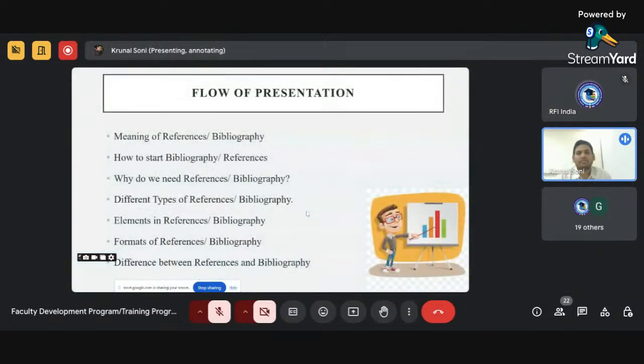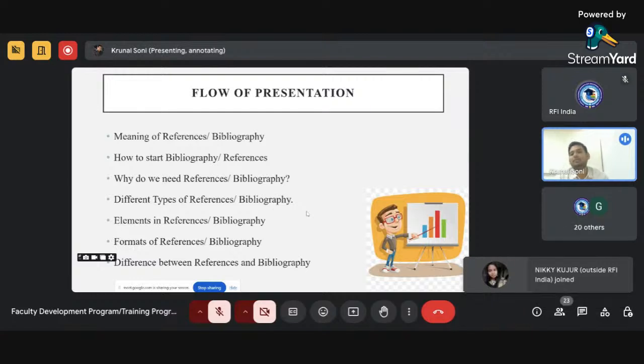So this is the flow of the presentation that we are going to discuss today. First, we are going to discuss the meaning of references and bibliography. Then we will see how to start with the bibliography and references. So when I'm using this terminology, how to start, the clear meaning is, whenever you are starting your journey of a research paper on any topic that you are looking for, how to begin with the utilization of references and bibliography, right? So this is one of the important steps that we have to see. Then we also will see why people are hunting for good references and bibliography.